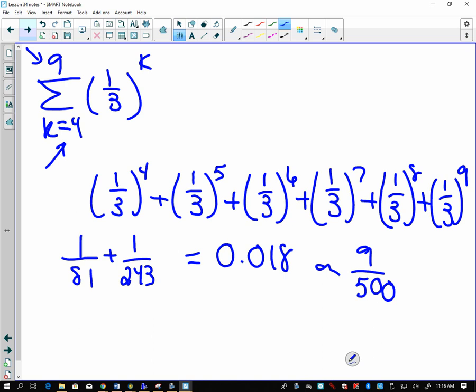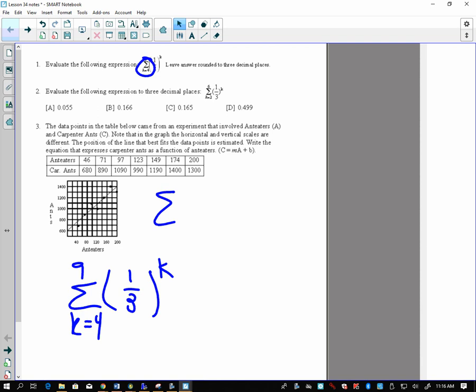That's why I'm telling you, you're better off sometimes to do it pencil and paper. Okay? But I do want somebody to go through and check and make sure that we get 9/500. You got the 0.018? Okay, good. Okay. All right.